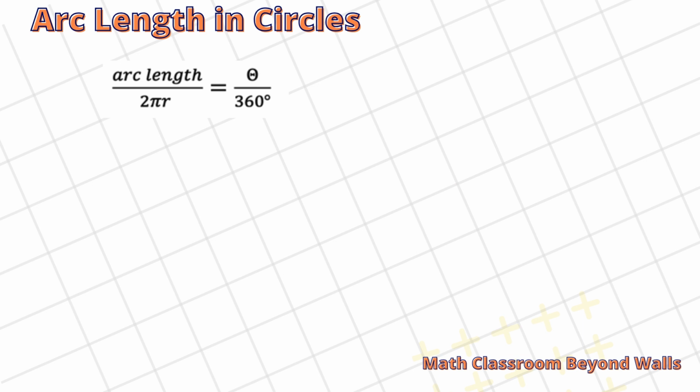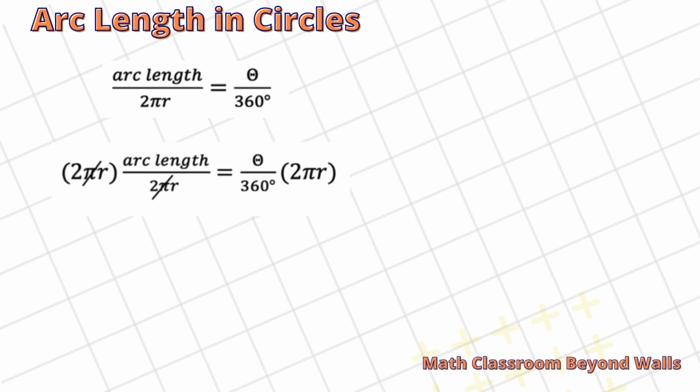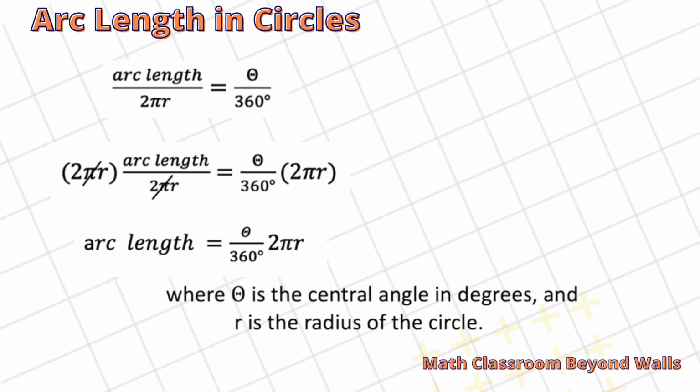Multiplying both sides of the equation by 2 pi r gives us the formula in finding the arc length. Thus, arc length is equal to theta over 360 times 2 pi r, where theta is the central angle in degrees and r is the radius of the circle. Take note, you must have these values of the two variables, the central angle and the radius r, in order to solve for the arc length using the formula.